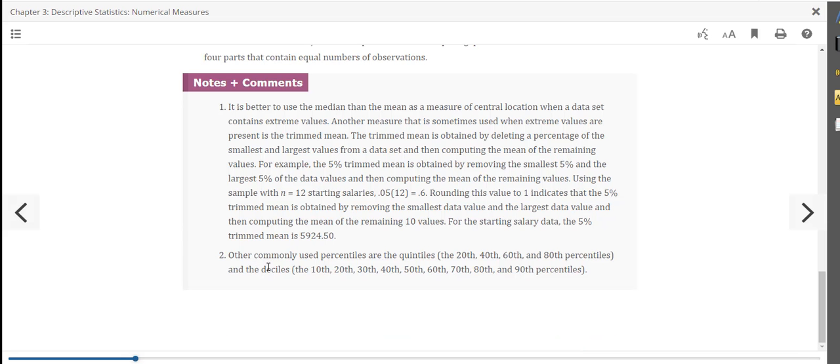They also say that other commonly used percentiles are the quintiles, which are the 20th, 40th, 60th, and 80th percentile scores, and the deciles, the 10th, 20th, and so on.